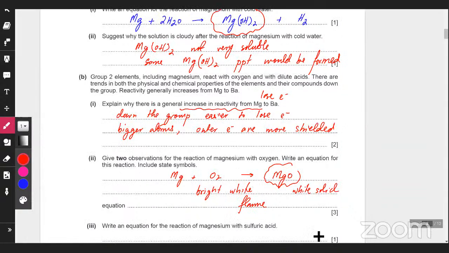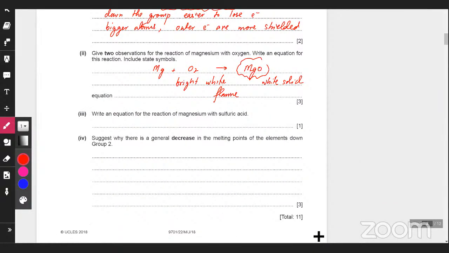So the next one is: write an equation for the reaction of magnesium with sulfuric acid. Again, this is O-level stuff. It's Mg plus H2SO4, and it would produce MgSO4 plus H2.